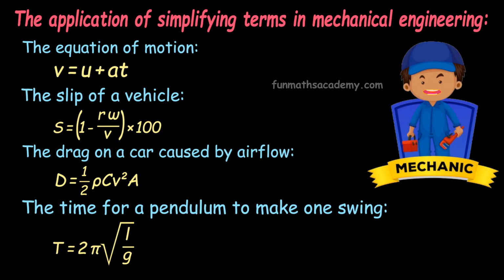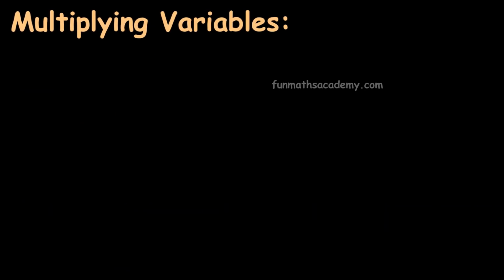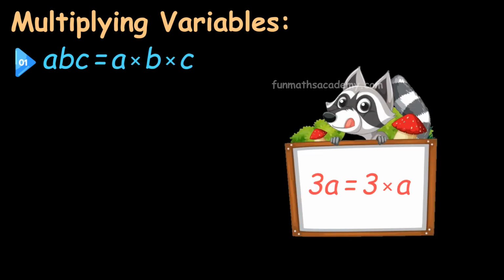No more excuses. Now let's go over some rules that will help you simplify expressions that have letters and numbers multiplied together. If the term is ABC, it means A times B times C. Similarly, 3A means 3 times A.